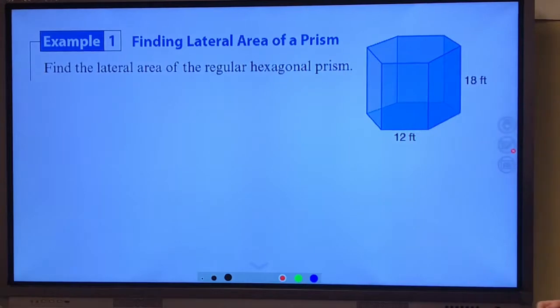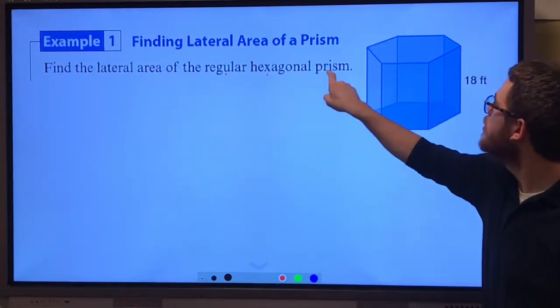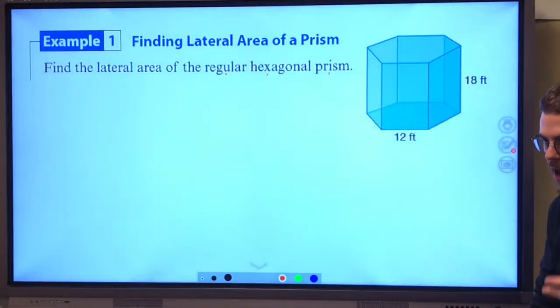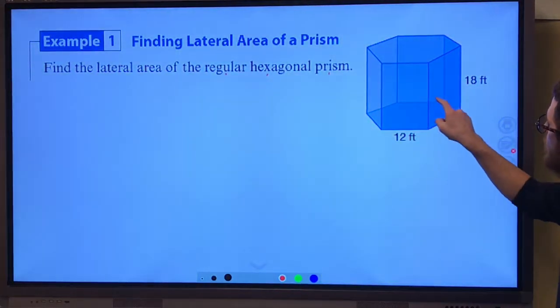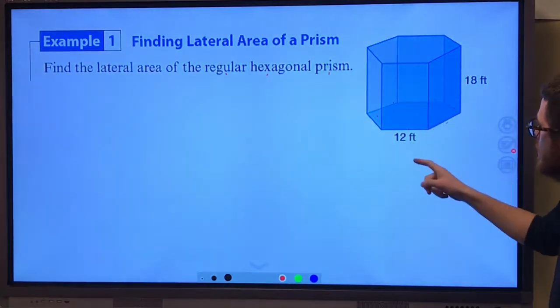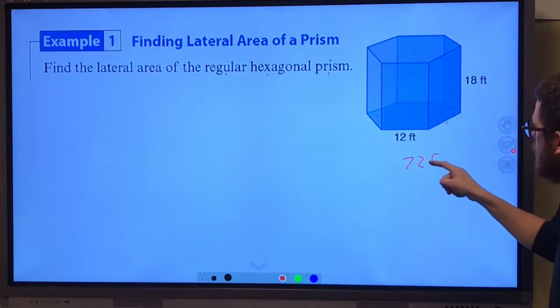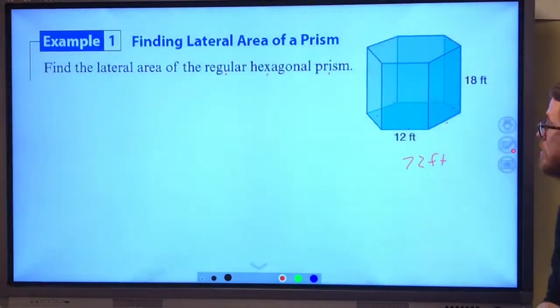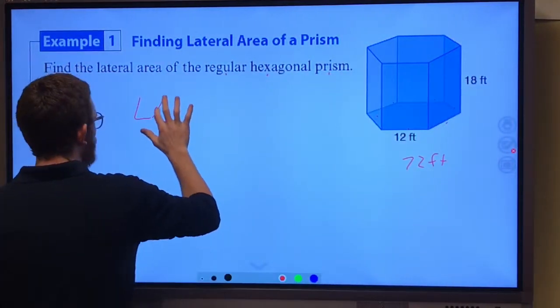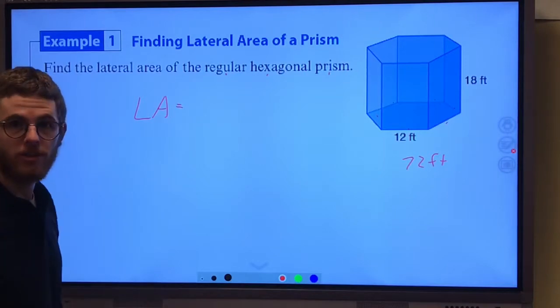Here we want to find the lateral area of this prism. We're told it is a regular hexagonal prism. Regular meaning that the base is a regular hexagon. So all of these sides of the base are 12. The perimeter, 12 times 6, would give us 72 feet.